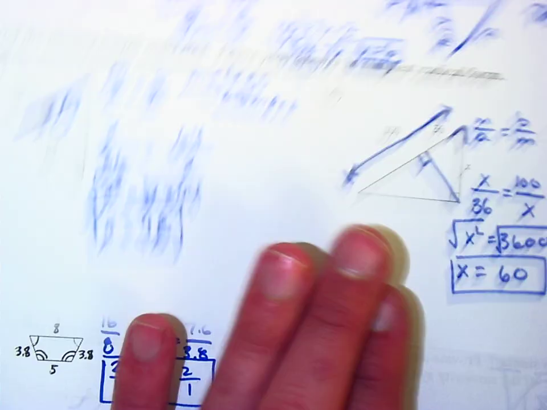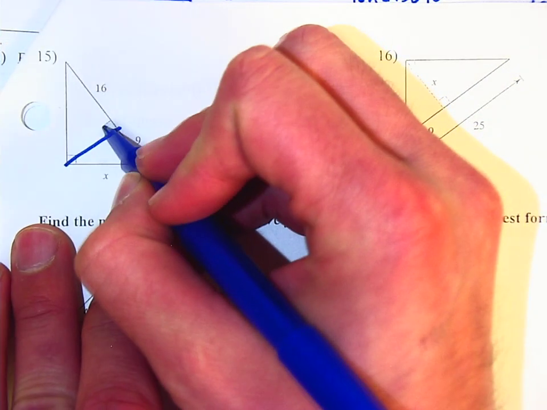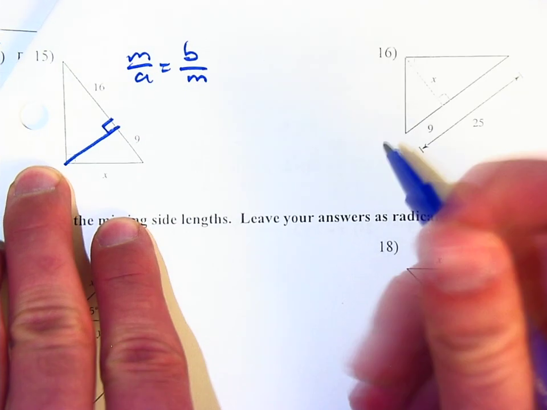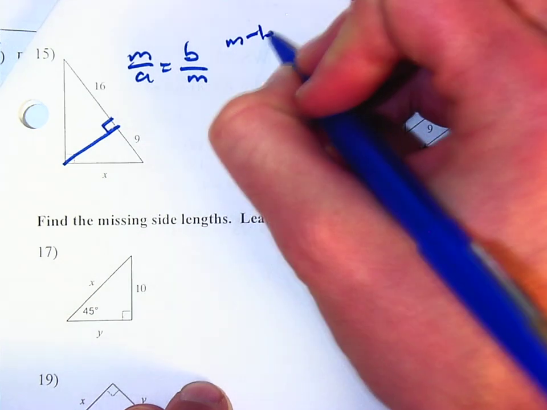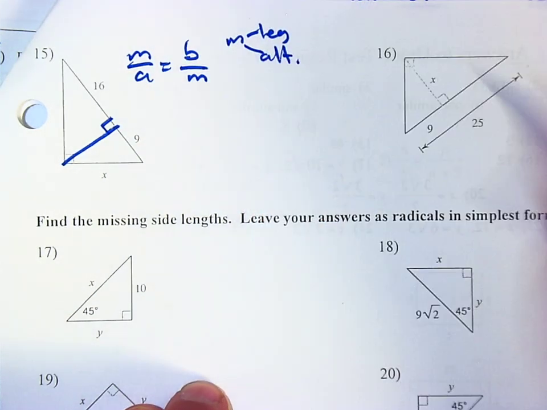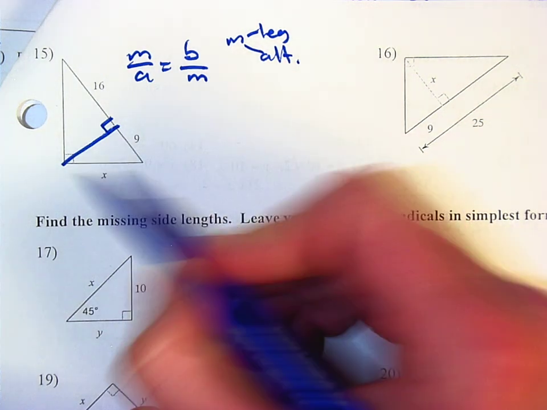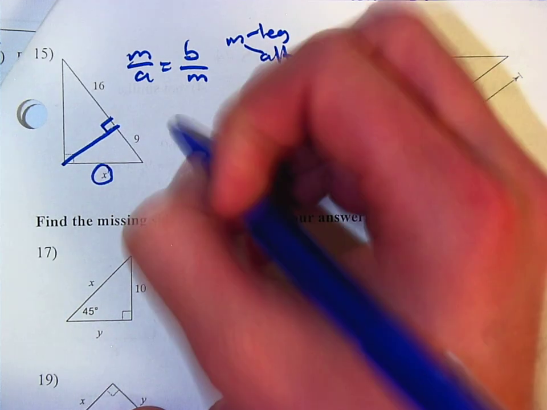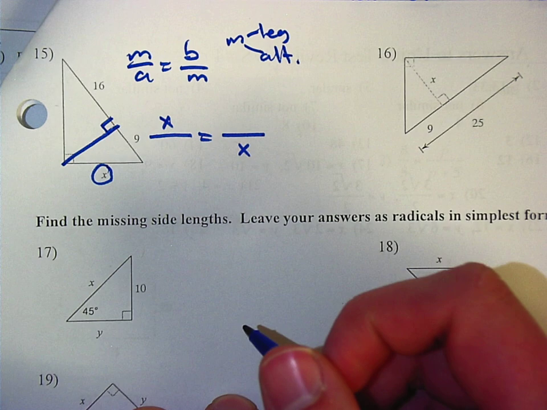Alright, so when we flip it over, and we look at 15 and 16, again, we see that altitude, so we're thinking geometric mean. Alright, well, mean can either be a leg or an altitude. I'll just shorten it to alt. Well, here is a leg that we have the value for. The value is x. We're going to use that as our mean. Plug that in for m.